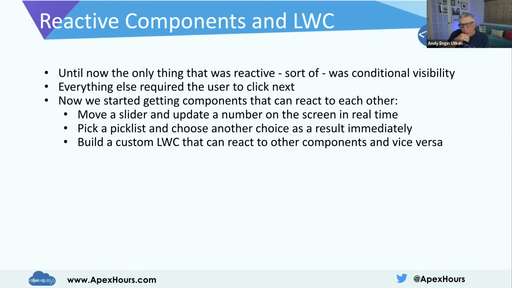Now we started getting components that can react to each other. You can move a slider on the page, and that slider is going to update a number on the screen. For example, if you want the user to select a number 1 through 10, they can move the slider, and then you'll see a number in the number field or in the text field, whatever, change based on that. You can pick a pick list and then choose another choice as a result immediately. One pick list can move the other pick list.